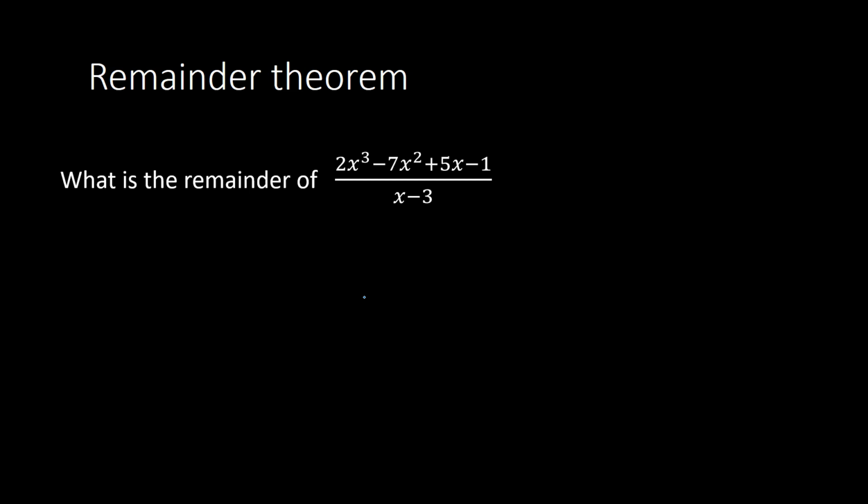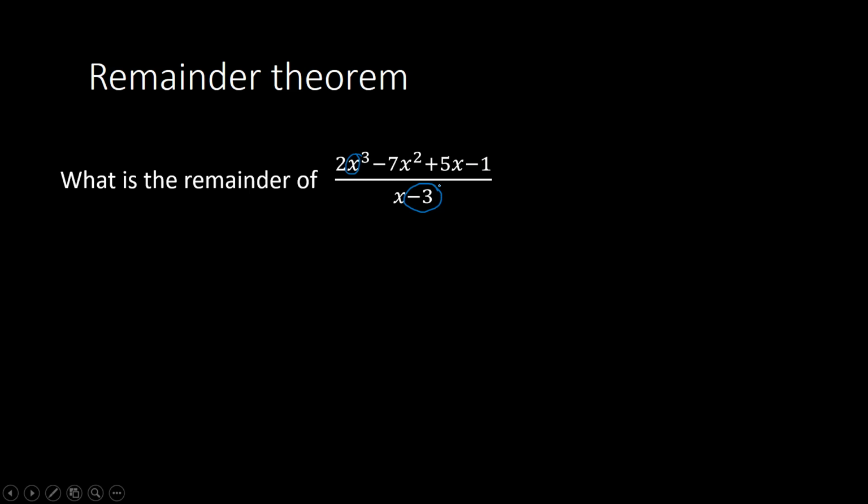The remainder theorem says that if you're dividing by something like x minus 3, I take the opposite of the minus 3, so a positive 3, and plug it in for x in the numerator, then whatever that's equal to will be the remainder when I divide.